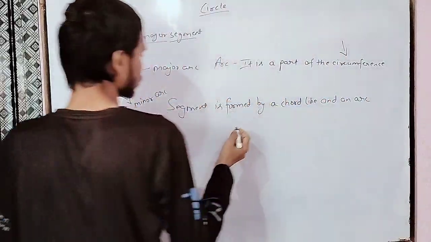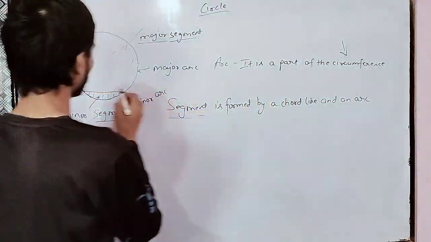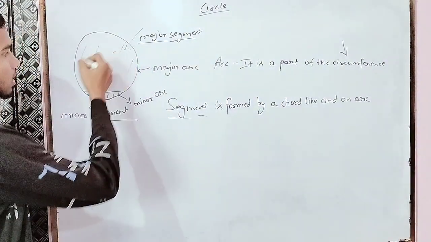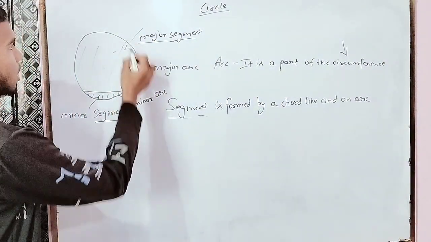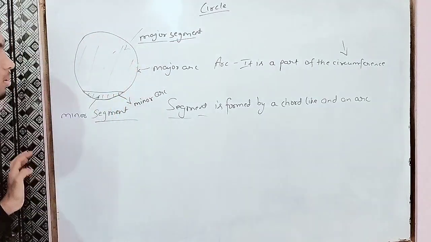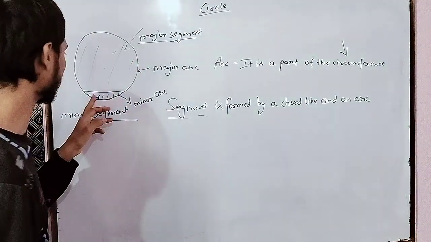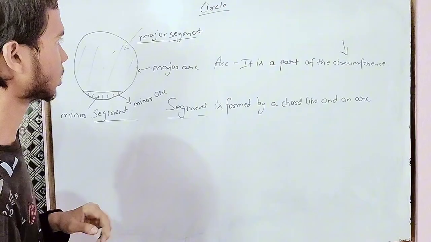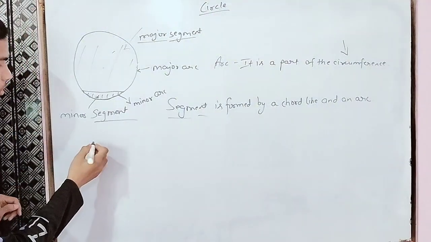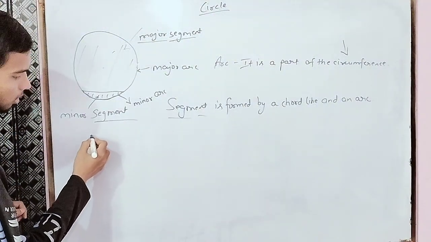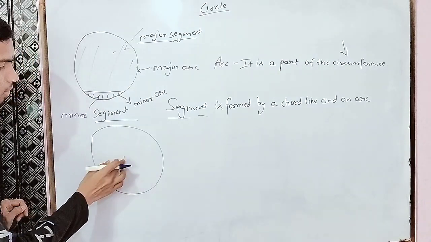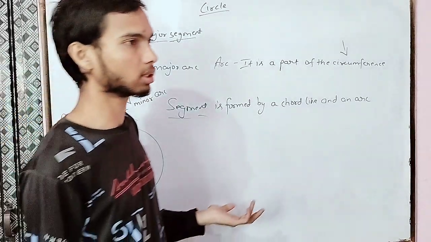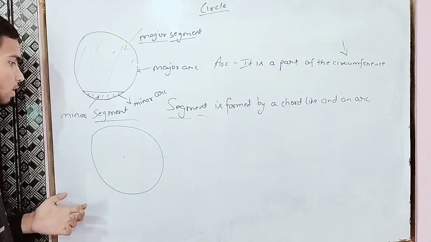Now, so here you are clear. So here you can see this region is made up by this chord and by this arc. So this is the major segment. This was the minor segment. Now let's come to sector. This is the circle. This is the origin. It is also said as the center of the circle.